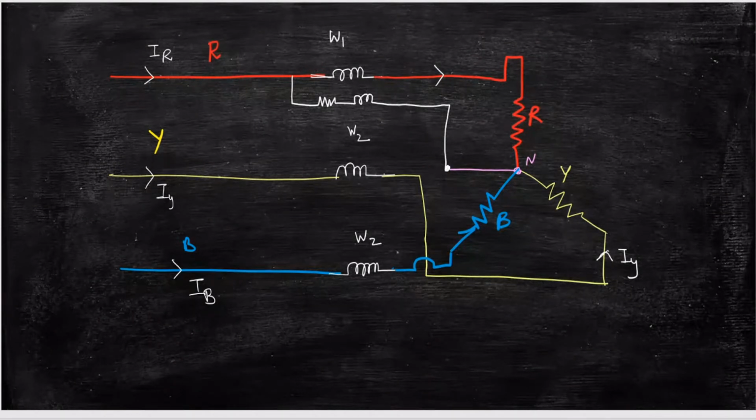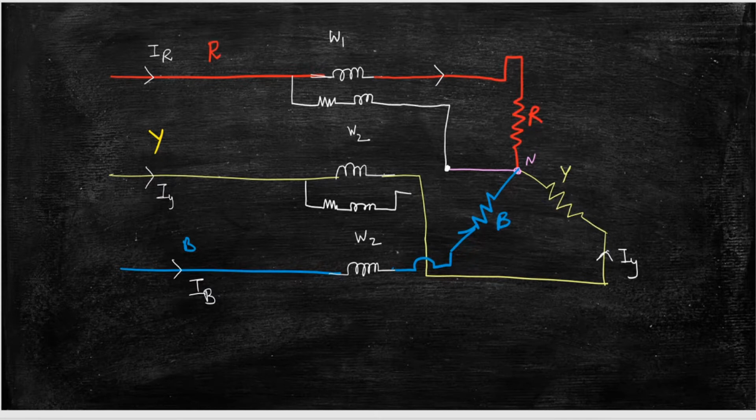Similarly, the second wattmeter will have its own pressure coil, and this we are going to connect between phase and neutral. Similarly, W3 will also have its own pressure coil, and this is also connected between phase and neutral. Neutral is the common point for all the three wattmeters.